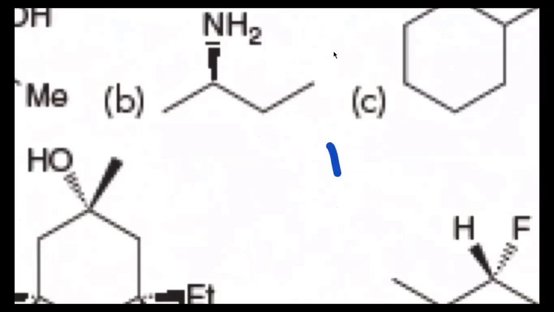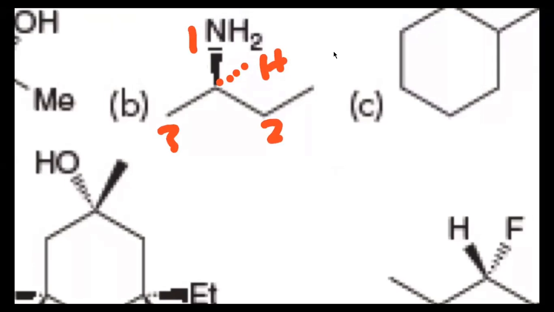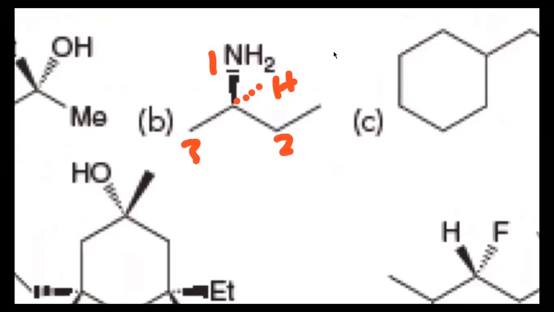What about B? That should be easy. It should be quick too. Right? Prioritize it. Is H already going back? It was R. H is already pointed back, right? Yeah. So then this is nitrogen. That nitrogen is going to be 1. This side is 2. That side is 3. And then the H is already back, and that's by default. That's 4, right? Yeah. Because it's the lowest priority. It's got the lowest atomic number. So what is that? R or S? Is it clockwise?